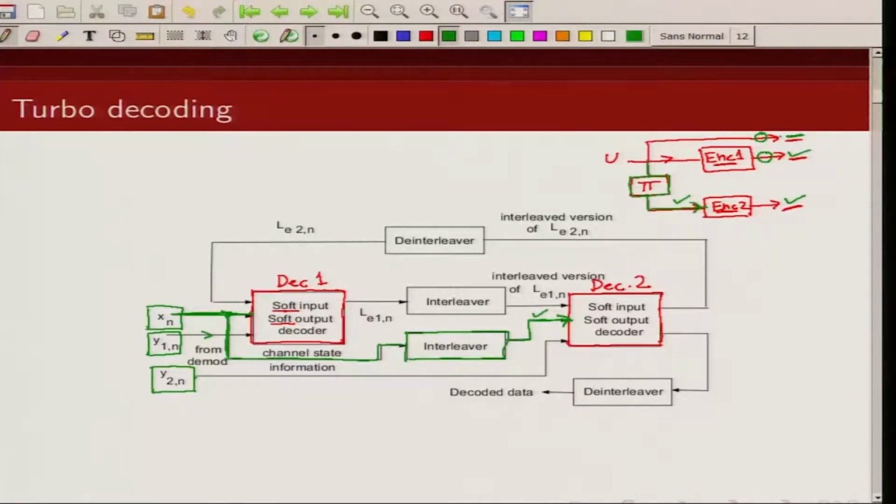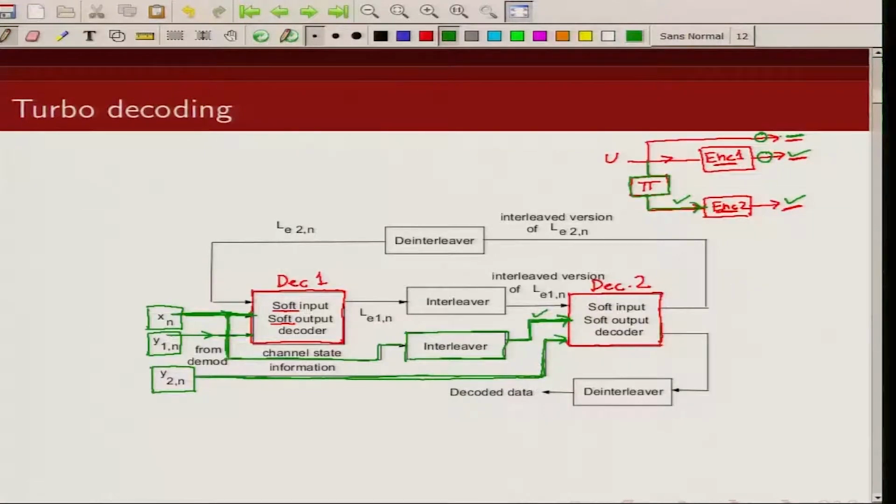Fine. So, these are the two inputs which I am receiving from the channel, which I am feeding to the decoder. The input to decoder 1 are these two inputs, and the input to decoder 2 is the interleaved version of the information sequence and this particular parity bit. So, these are the two inputs to the decoders from the channel.